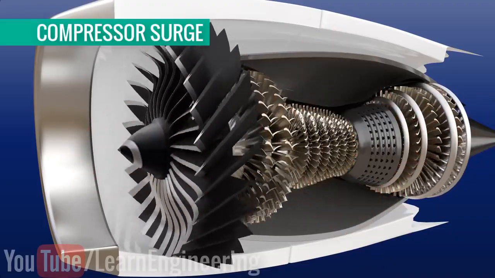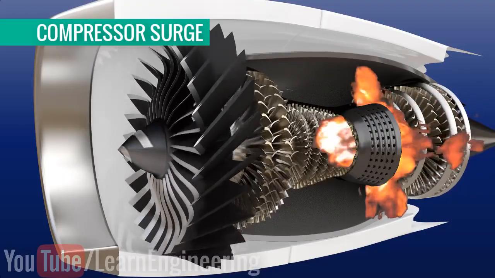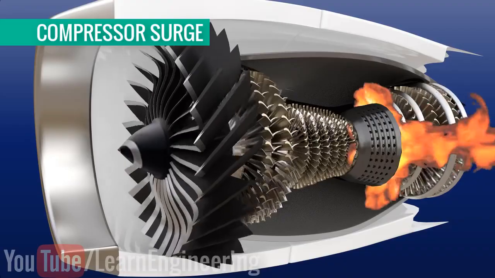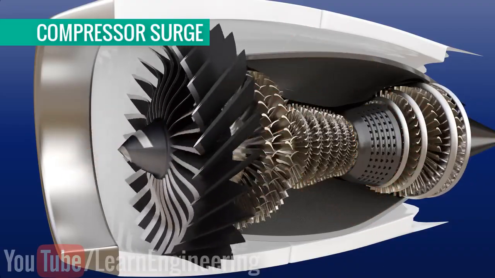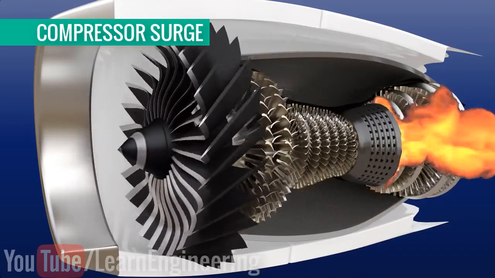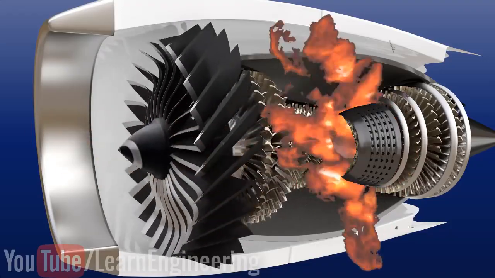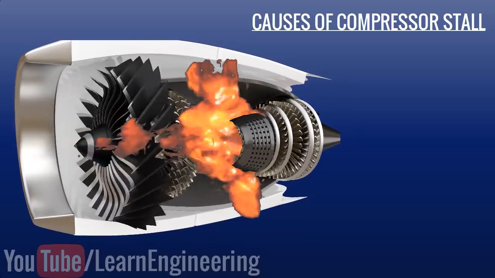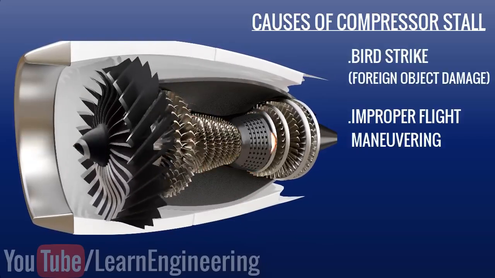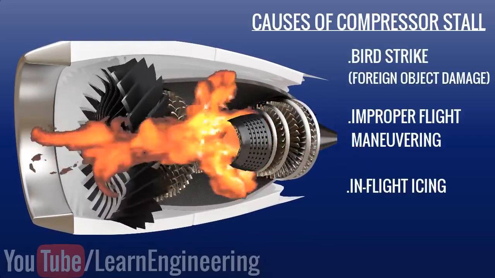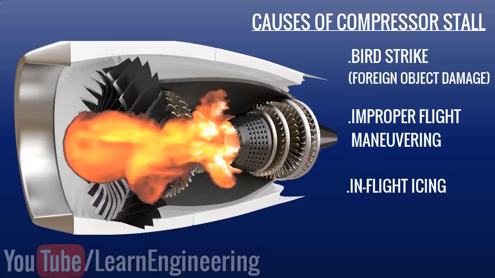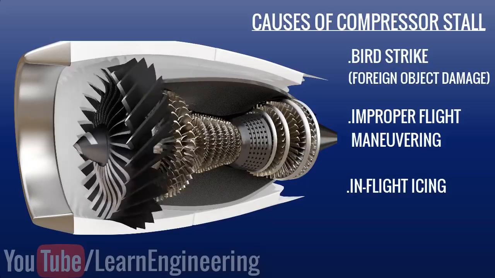A compressor surge causes loud banging noises and severe engine vibration. If not properly controlled, it can even lead to total engine failure. It is quite interesting to realize that the aftermath of a simple bird strike can lead to such horrifying incidents. The other causes which can initiate a compressor stall or surge are listed here. The big question here is, how can pilots overcome such unpleasant events?